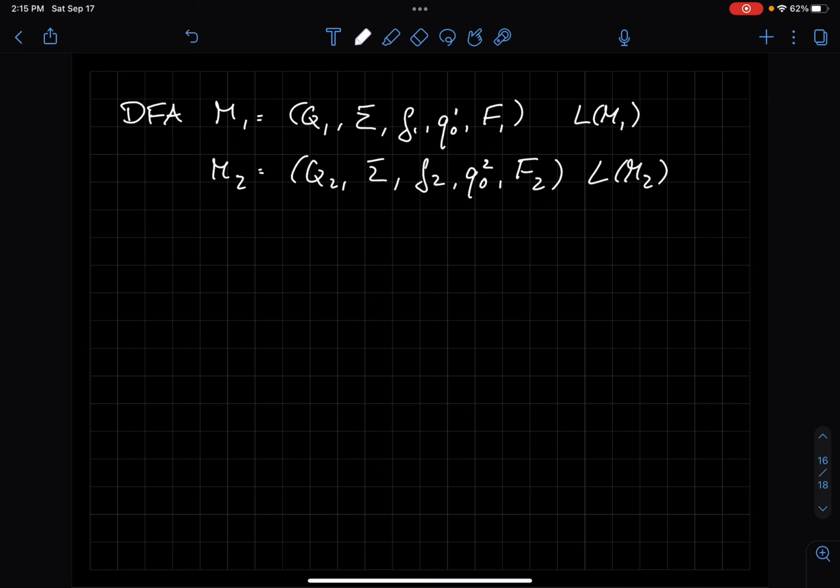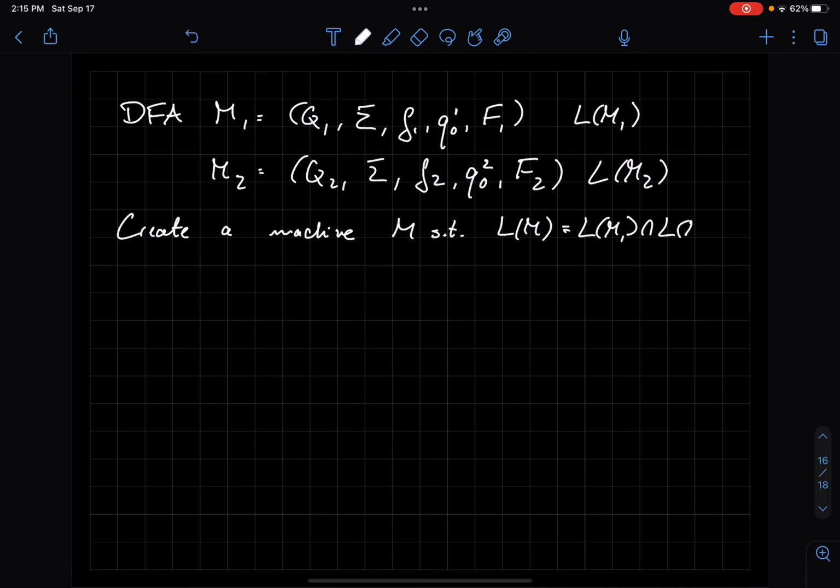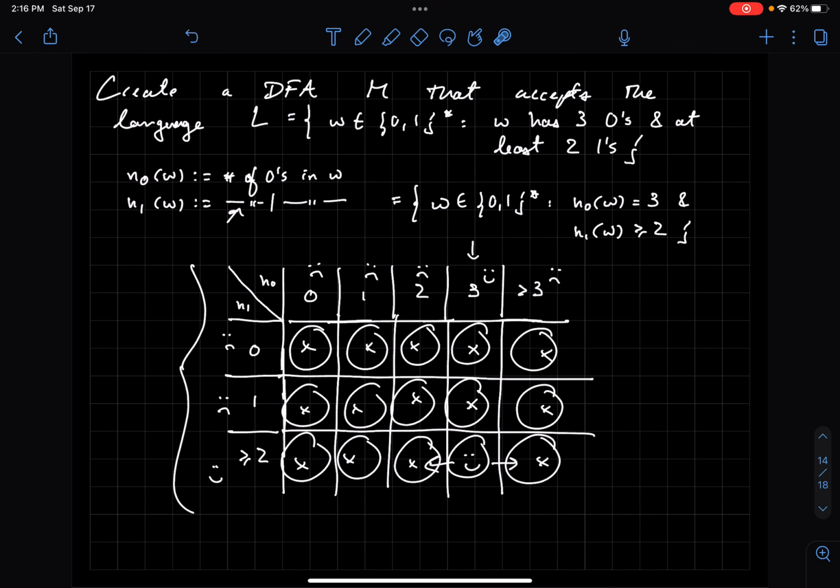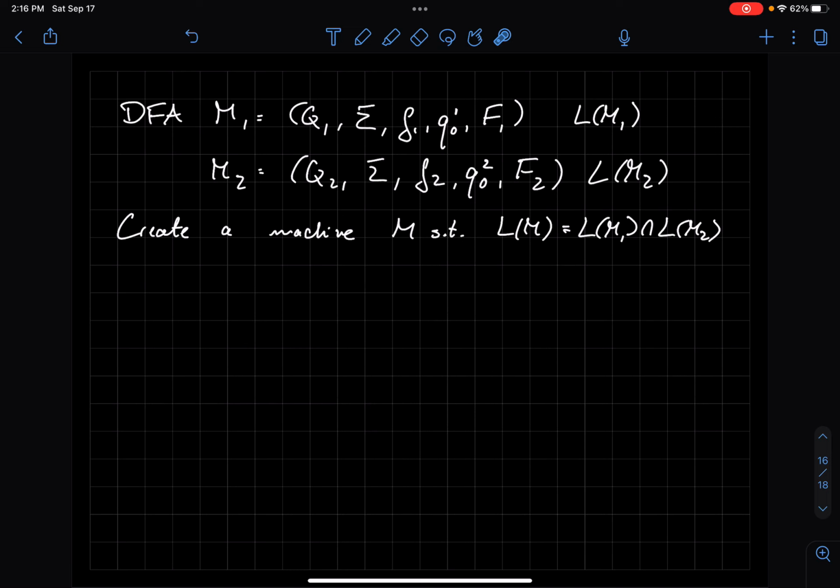So there's this nifty property of DFAs that allows you to create a machine M such that the language accepted by M is the intersection of L of M1 and L of M2. Okay? So how do you do this? How do you create a machine that accepts the intersection? And this is related to our problem because if you'll notice, there's an intersection here, right? I care about 3 zeros and at least 2 ones, right? So how do I do this?